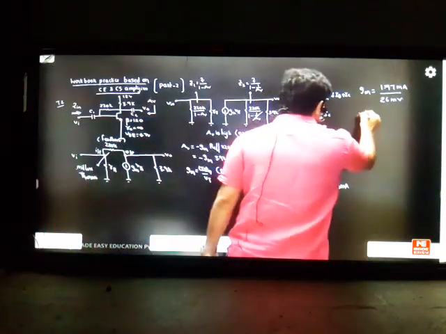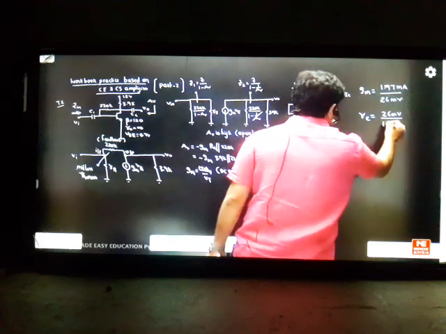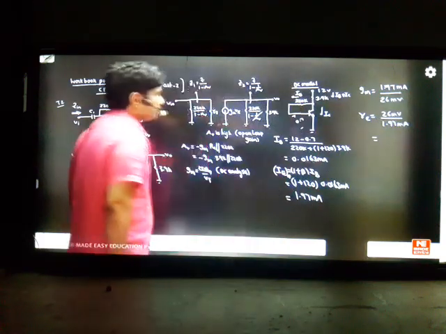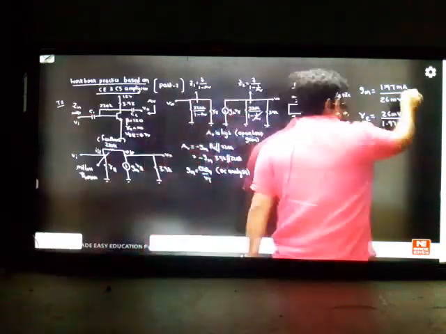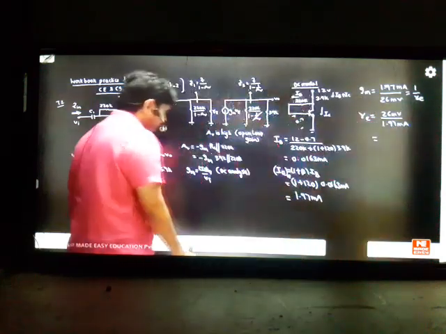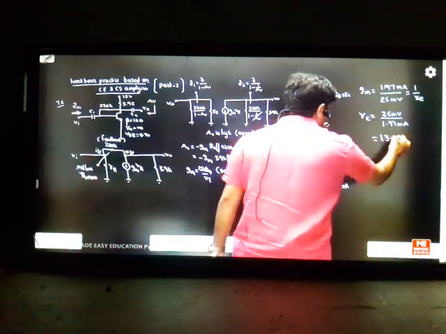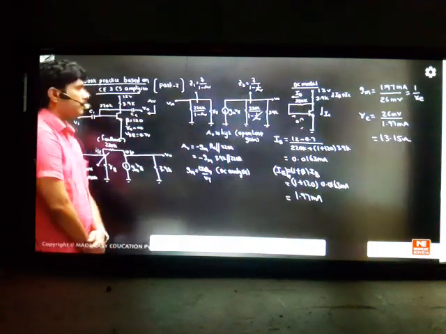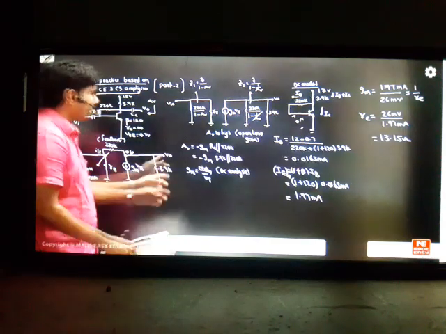Otherwise, you can find the reverse answer. RE you can find as 26 millivolts by 1.97 milliamps. You can find the reverse answer also if you want. RE is 1 by Gm. So the RE value is coming around 13.15 ohms. So RE will come like this. 13.15 ohms is coming. So what is the gain formula now?